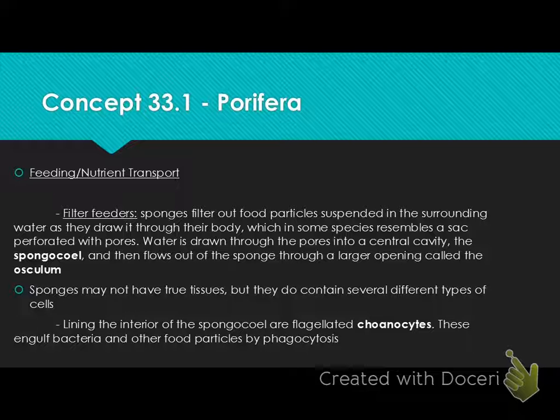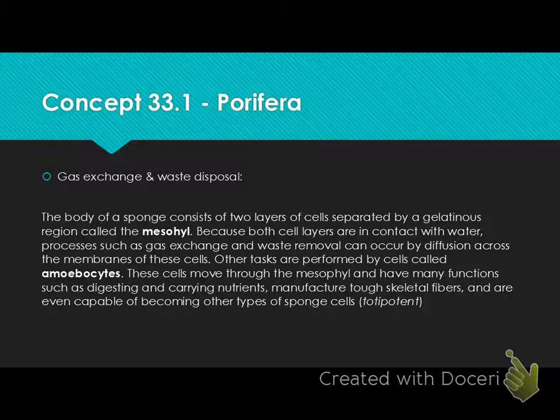Yeah, I don't think I know how to pronounce a single word in this whole chapter. It's weird because we don't deal with these organisms very often.